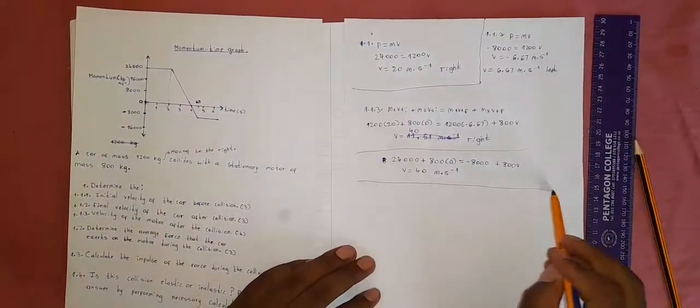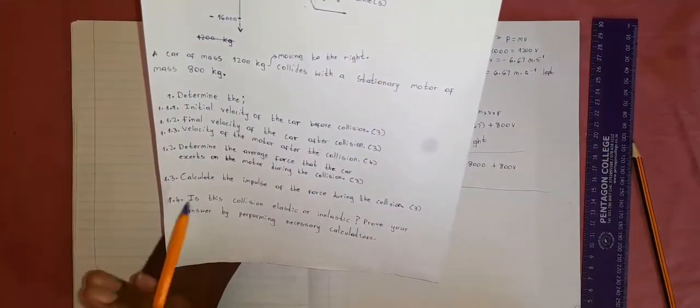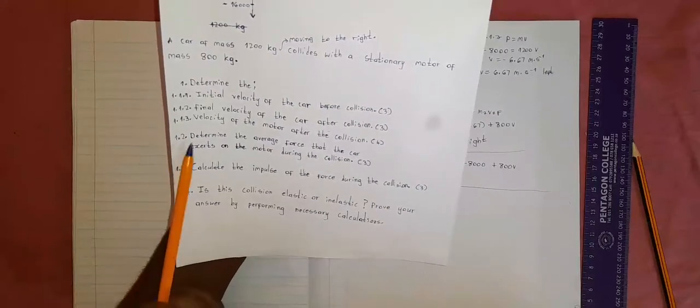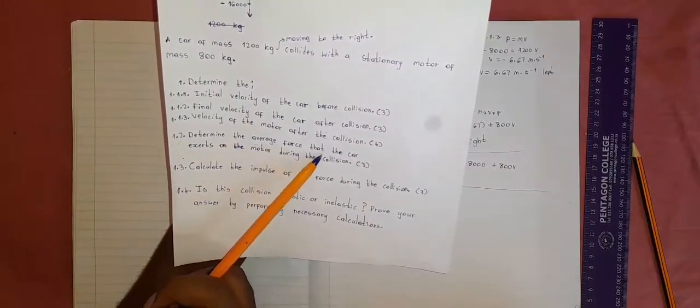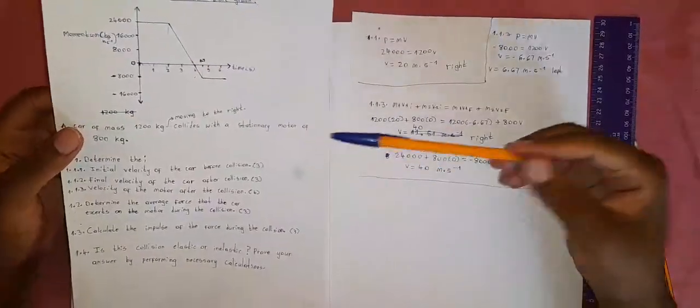And what is another question? We are on 1.2 now. Determine the average force that the car exerts on the motor during the collision. So how do we determine the force? We know that the car will come with a force, and the motor must also exert the same force, but in the opposite direction, according to Newton's third law of motion. So let's calculate that force.